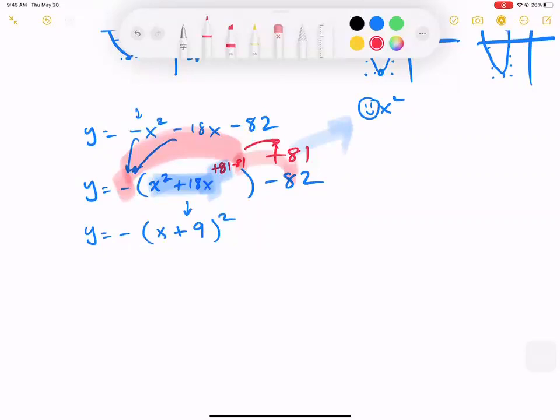We can combine those two numbers now. Positive 81 minus 82 is a negative 1. So we are still able to complete the square. Thank you, good job. We're able to complete the square with just a little extra step here, even though there's a number in front. So we do it with an extra step here.